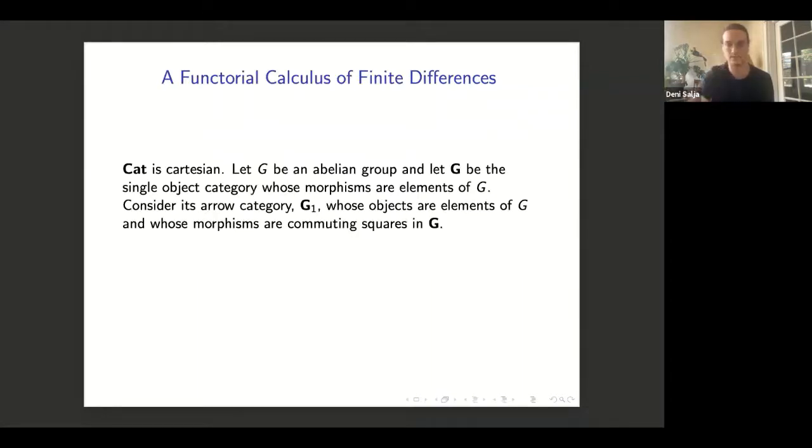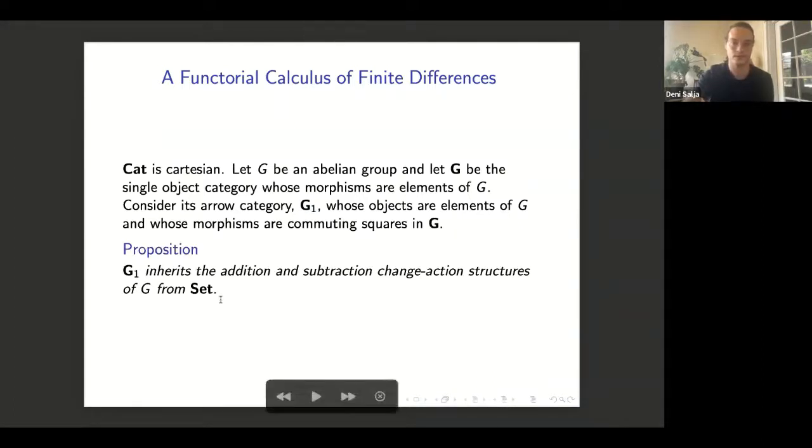This leads us to a functorial version of this. So Cat is Cartesian. You can take an abelian group G and let bold G be the single object category, whose morphisms are the elements, where your composition is the group operation, and so on. And then look at its arrow category. So now your objects in bold G1 are the elements of G, and the morphisms are pairs of elements that make commuting squares in the single object category.